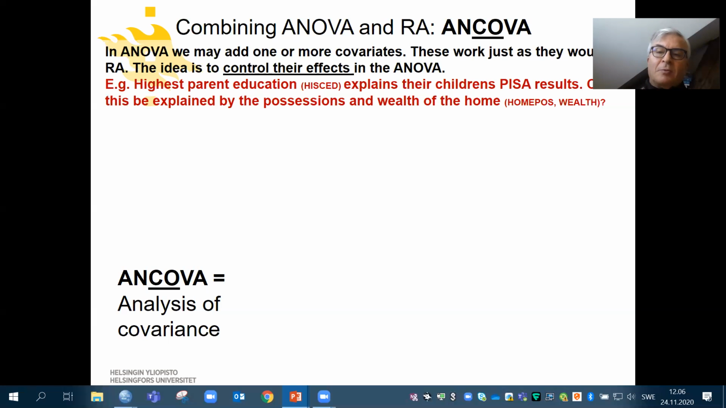So the wealth of the home and possessions of the home. The idea here being that maybe because well-educated parents have the possibility of accumulating wealth, that will, through televisions and books and stuff, influence the children, and they will be better off that way. So for this, we use analysis of variance, which is the short term for it is ANCOVA. So analysis of covariance.